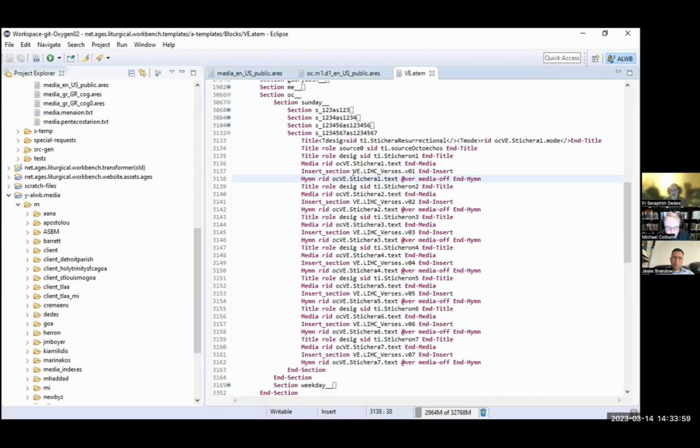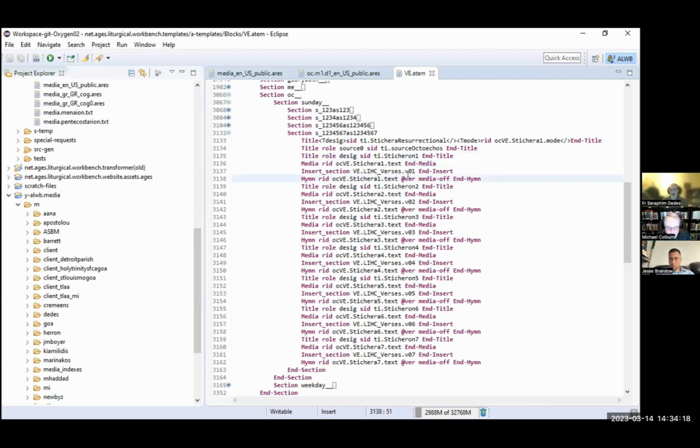Notice that this key, the key of the hymn, is the same as the key of the media. Both of them are RIDs, so there should be identity. In other words, that hymn and that score or that media associated with that hymn.